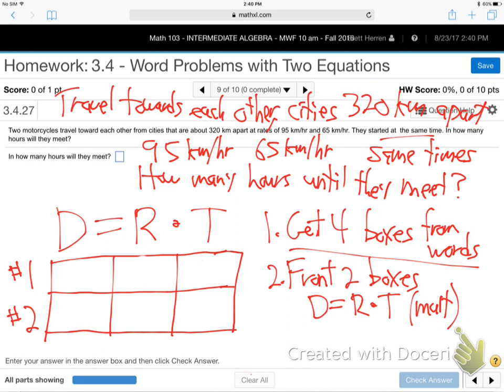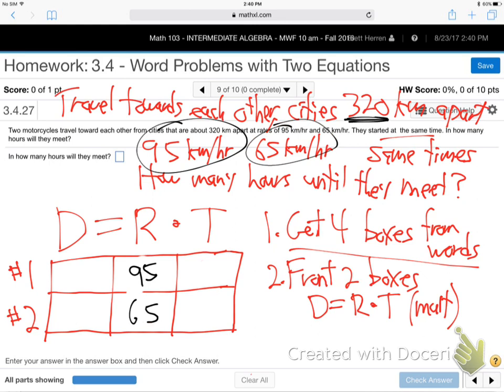So what they're saying, 95 kilometers per hour. Is that a distance, a rate, or a time? That's the rate. That's the speed, huh? So I'll put that down as the rate for motorcycle number 1. Okay, next, 65 kilometers per hour. Another rate, that'd be the rate for motorcycle 2.